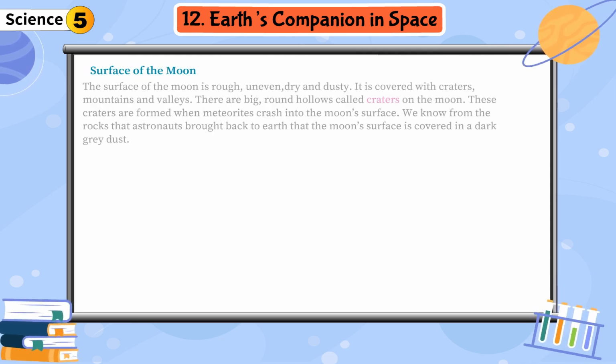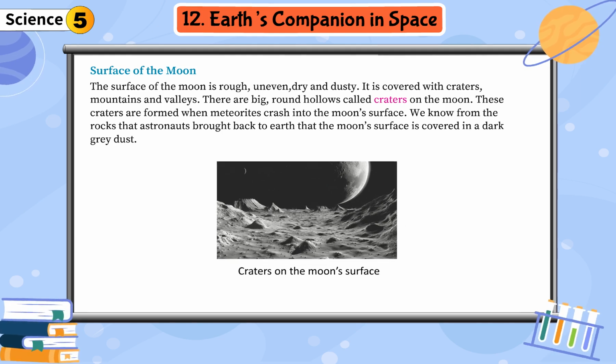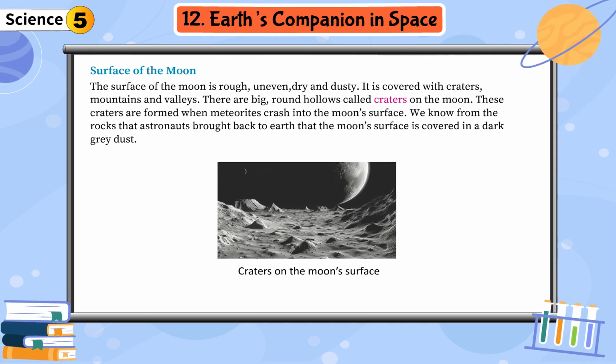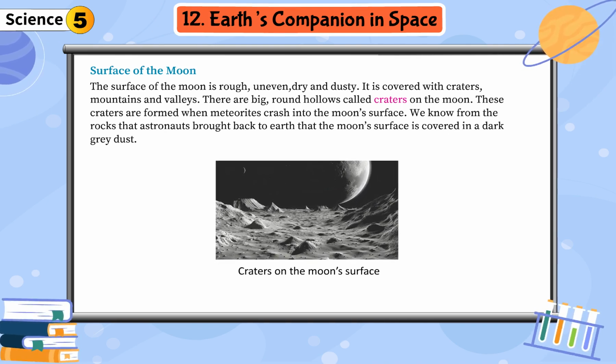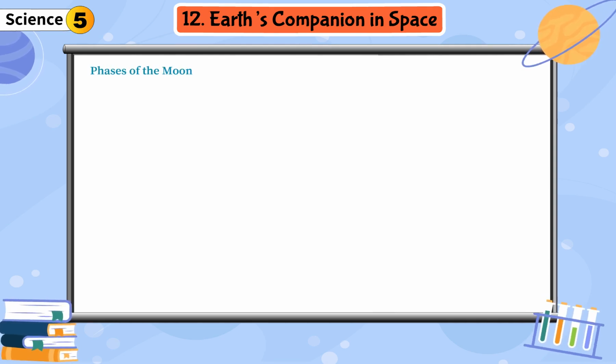Surface of the Moon. The surface of the Moon is rough, uneven, dry and dusty. It is covered with craters, mountains and valleys. There are big, round hollows called craters on the Moon. These craters are formed when meteorites crash into the Moon's surface. We know from the rocks that astronauts brought back to Earth that the Moon's surface is covered in a dark gray dust.